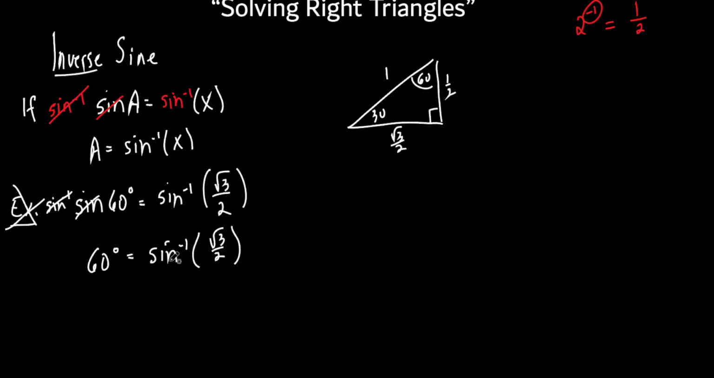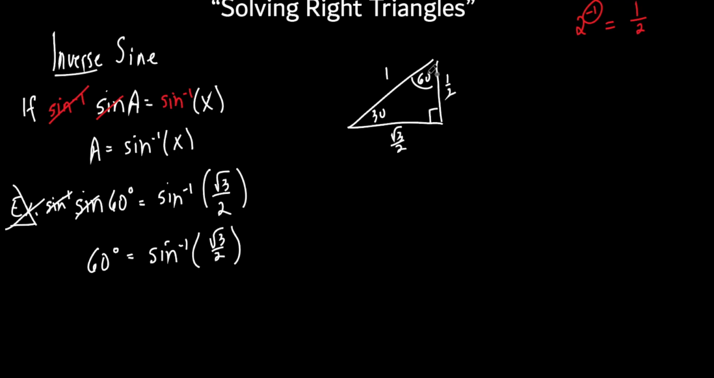What does that mean, the inverse sine of square root of 3 over 2? That means when you see the inverse sine, they're asking you, what angle? Did you hear me? What angle, if I take the sine of that angle, will I get the square root of 3 over 2? Look at this triangle. What angle, if I took the sine of it, the opposite over the hypotenuse, will I get the square root of 3 over 2?